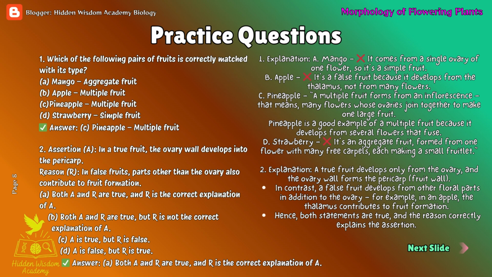Explanation. The assertion says in a true fruit, the ovary wall develops into the pericarp. That's correct. The reason says in false fruits, parts other than the ovary also contribute to fruit formation. That's also true, and it correctly explains the assertion. For example, in apple, the thalamus develops into the edible part, making it a false fruit. So, option A is the correct answer, that is both A and R are true, and R is the correct explanation of A.